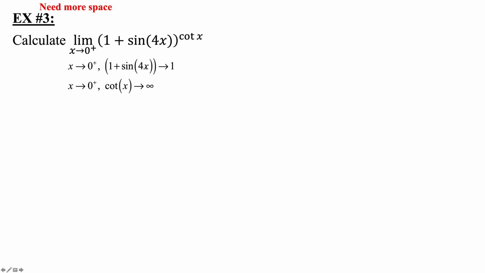Sine of 4 times 0, well, sine of 0 is 0, so that's a 1. And cotangent of x as we go to 0, that's going to have an asymptote at 0, and approaching it from the right means we're going to go up to positive infinity. So we're looking at a situation of 1 raised to the power of infinity. Okay, so we need to use this method here.